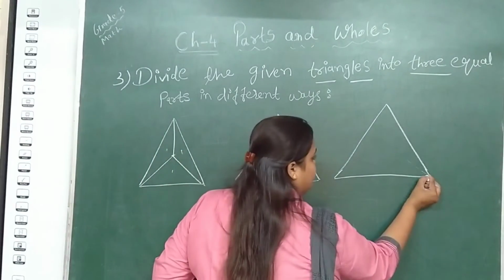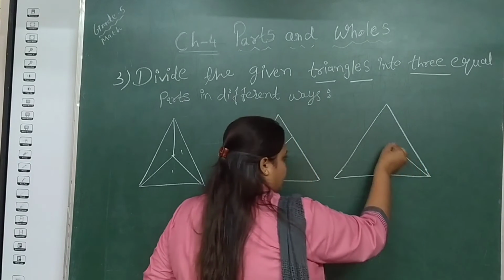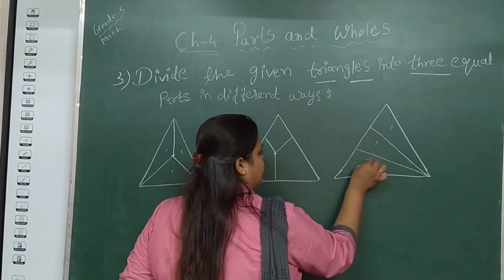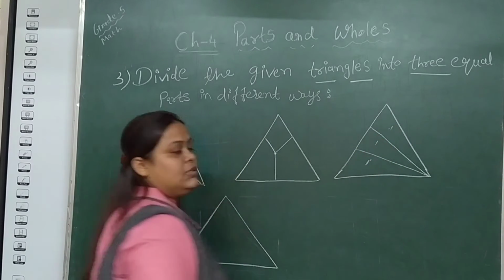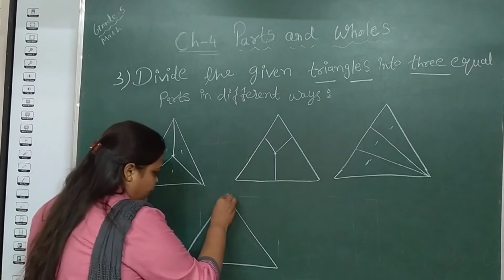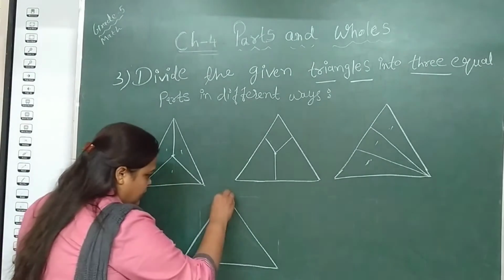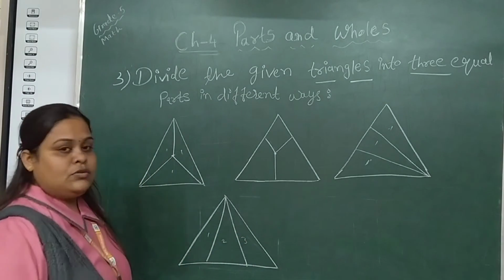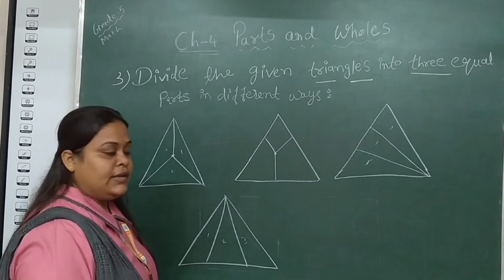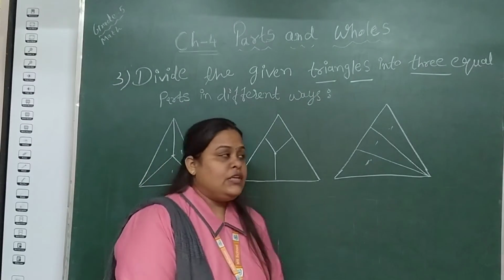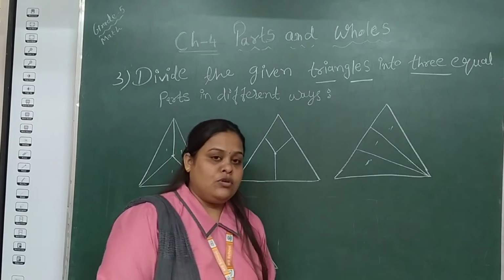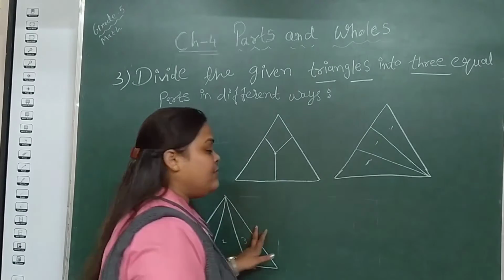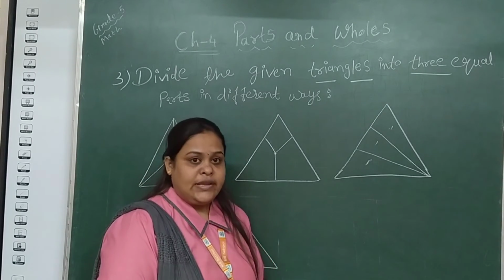Here also we can do it: from this angle we can draw a line and this is the equal part of a triangle. 1, 2 and 3. Last one, from this angle we can draw a line. So 1, 2 and 3. This is also 3 equal parts of a triangle. So as you have seen, we have done 6 equal parts of a rectangle, then 4 equal parts of a square, and here we have done 3 equal parts of a triangle.